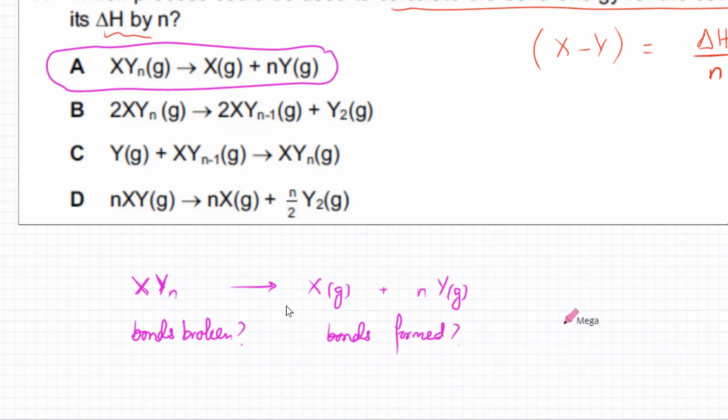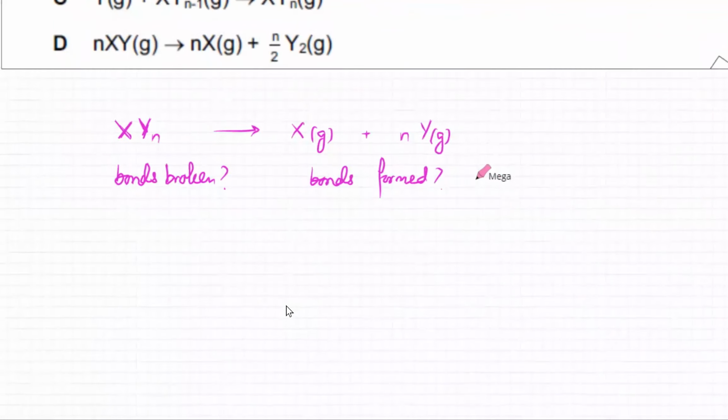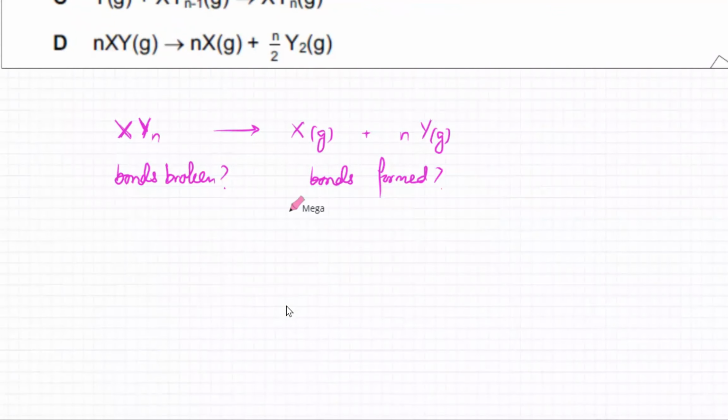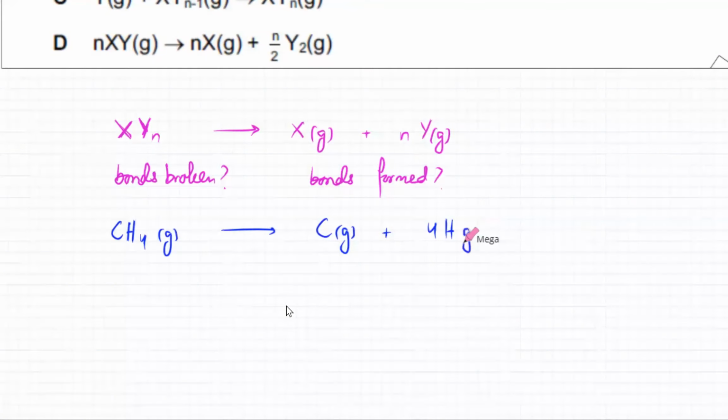So I'll just quickly give you an example. I can think of an equation which is very similar to this. Let's think of CH4. You've got a CH4 gaseous molecule. It breaks down and produces a carbon gaseous atom and 4 hydrogen gaseous atoms. So the two reactions are very similar, but the previous reaction is in terms of X and Y, which makes it confusing. This reaction is in terms of an actual reaction where you have CH4. So can anyone tell me how many bonds you would break in the CH4 molecule in this reaction?